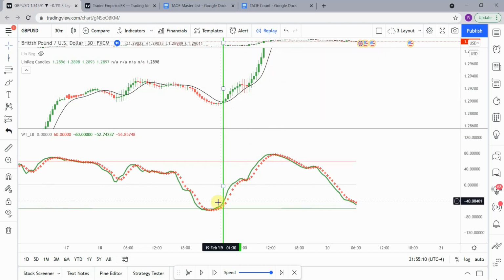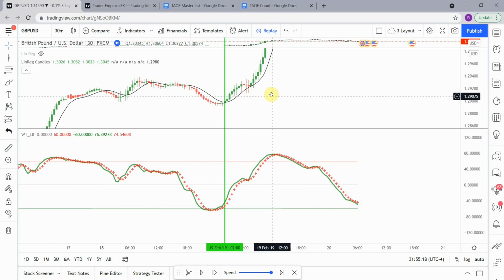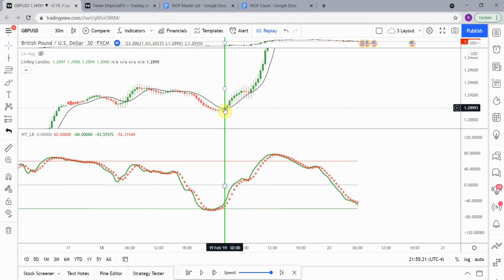The oscillating line down here on the wave trend is above the X's. The wave trend is below the zero line, and then we've got the linear regression candle that closes above the plot line here in green.